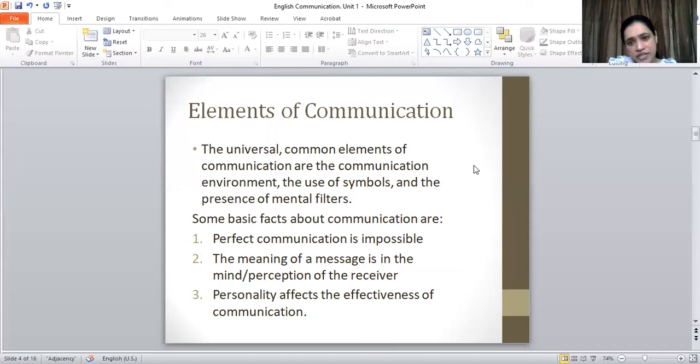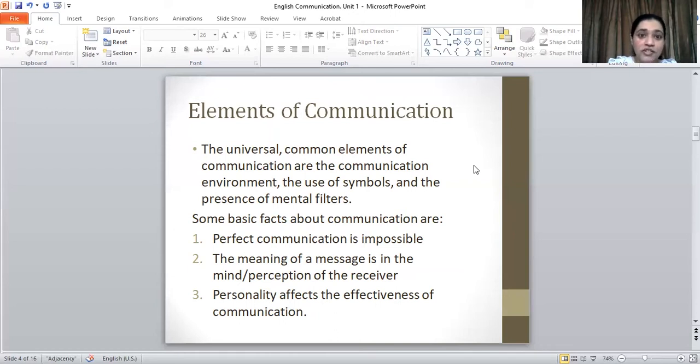Now, what are the various elements of communication? The universal common elements of communication are the communication environment, the use of symbols, and the presence of mental filters. We'll talk about all this in a little bit. Some basic facts about communication are things that we need to pay attention to.